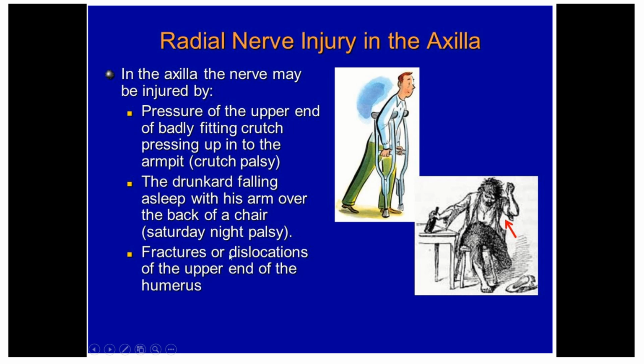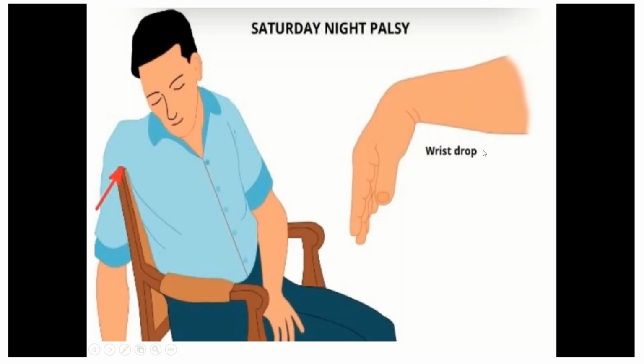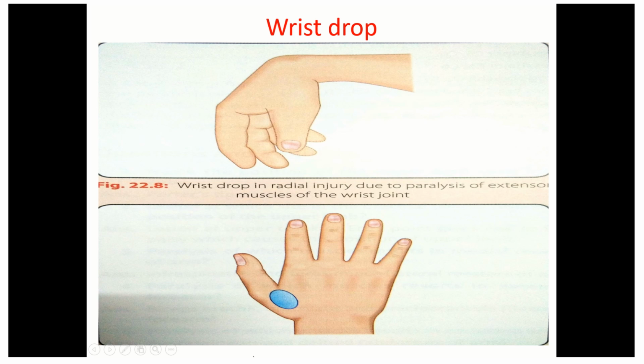Fracture or dislocation of the upper end of the humerus. All of these injure the radial nerve. The resulting condition will be wrist drop because all extensors are paralyzed. You can see this is a wrist drop, but the sensory loss is not much significant, only a small area, because of overlapping of the nerve supply like the median nerve and radial nerve.